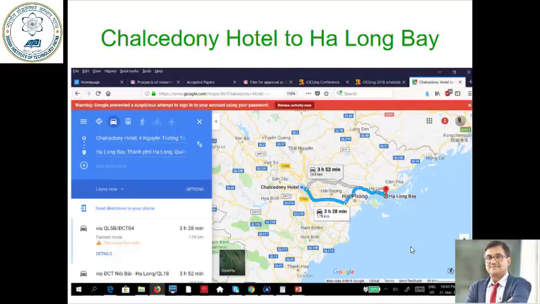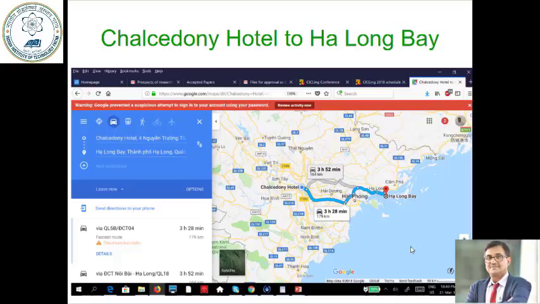So I was once at a conference in Vietnam, and from our hotel there was a sightseeing visit to a place of attraction called Ha Long Bay, and my hotel was called Chalcedony. So at the time when I used maps.google.com, I found that under the traffic condition at that time, it would take me about 3 hours 28 minutes to go from the hotel to the place of visit.